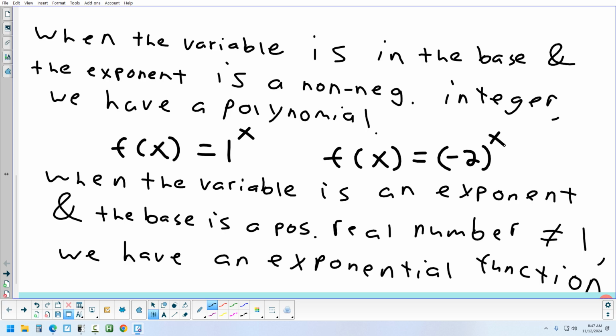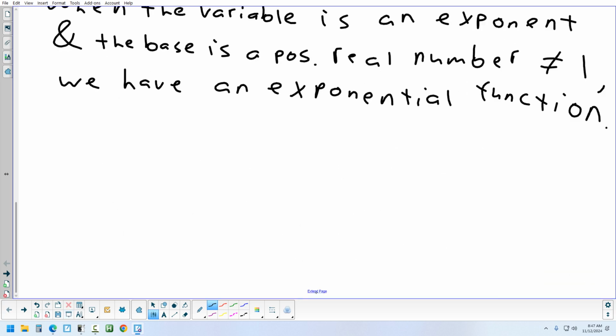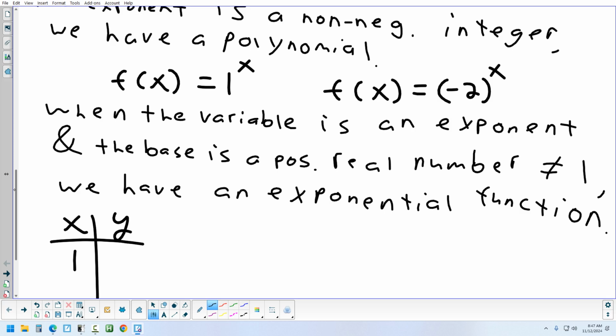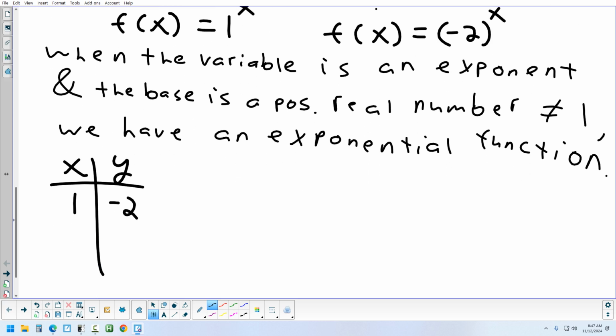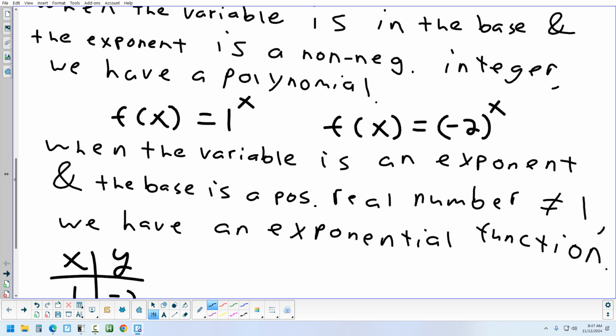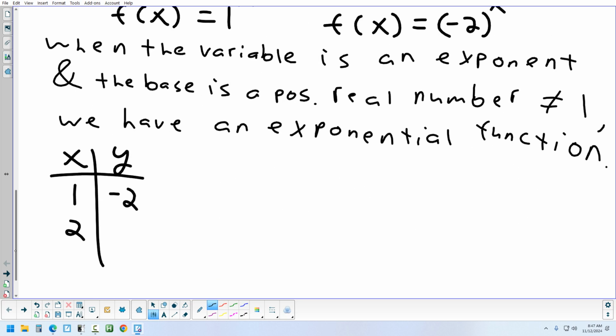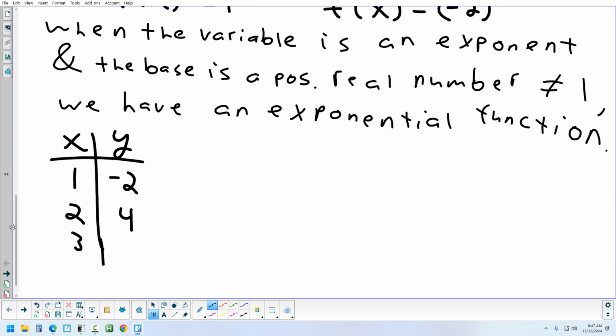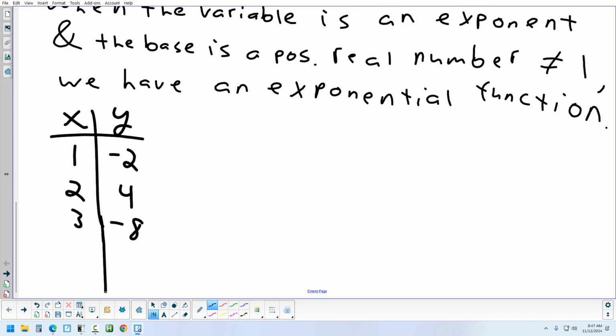Because if you started to try to make a chart of values for that, let's say x is 1. What do you get if you raise -2 to the first power? -2. How about if you plug in 2 and you raise -2 to the second power? Positive. You get +4. And then if you plug in 3, you get -8. So first of all, you're getting a graph that's kind of oscillating positives and negatives.